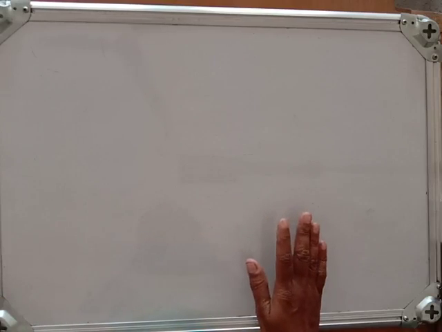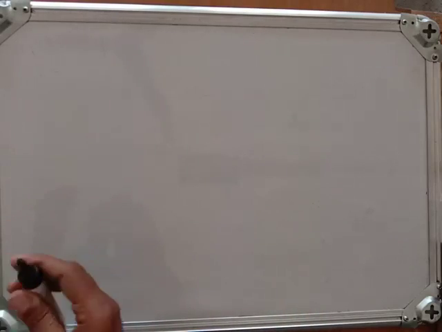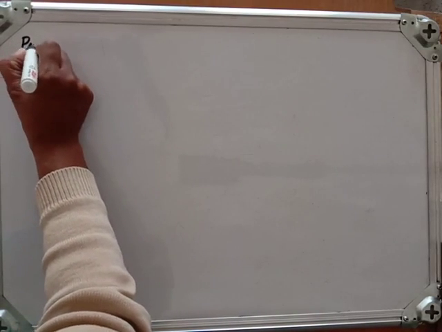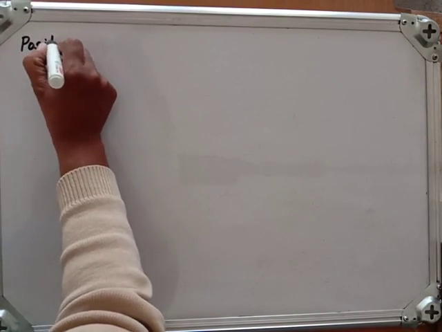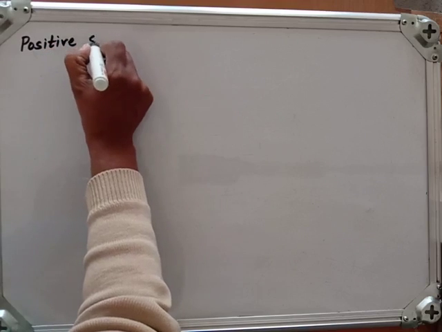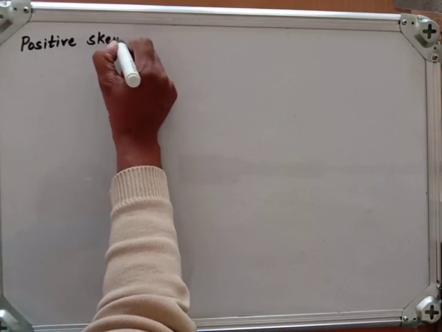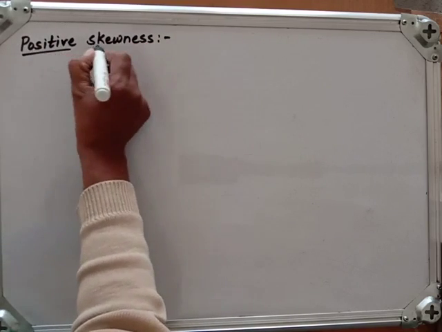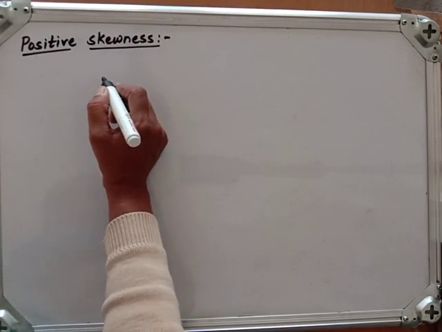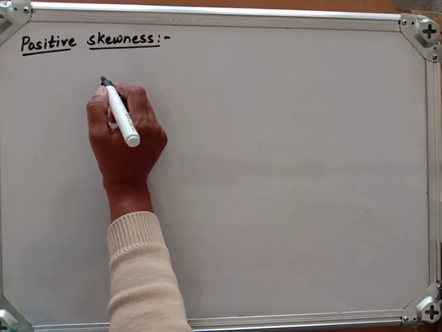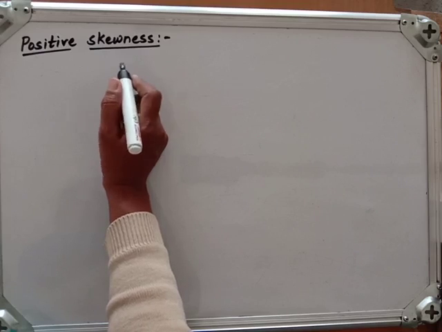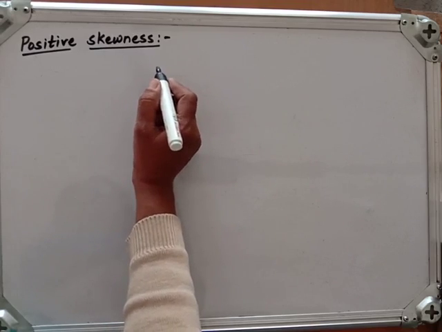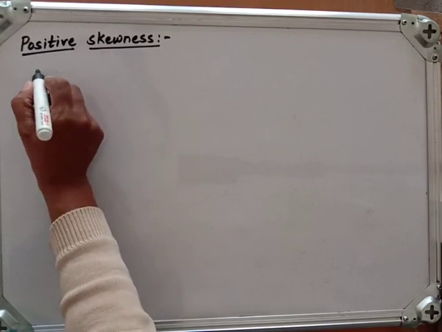Hello students, now in this video let us see the types of skewness. So first one, let us see positive skewness. What is positive skewness? Already we have seen that in a non-symmetrical distribution, the skewness may be positive or negative, so it makes two parts of it. Fine. So let us see positive skewness.